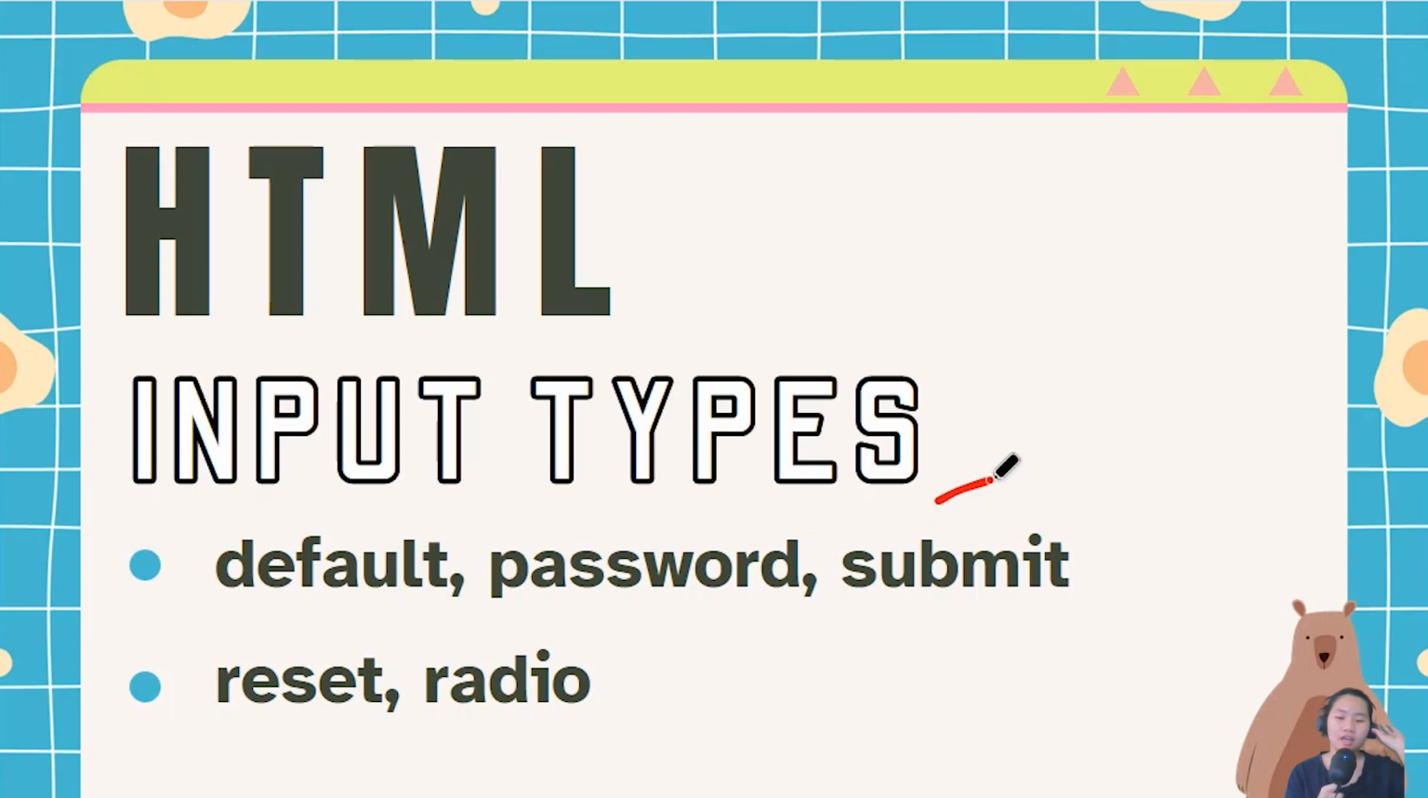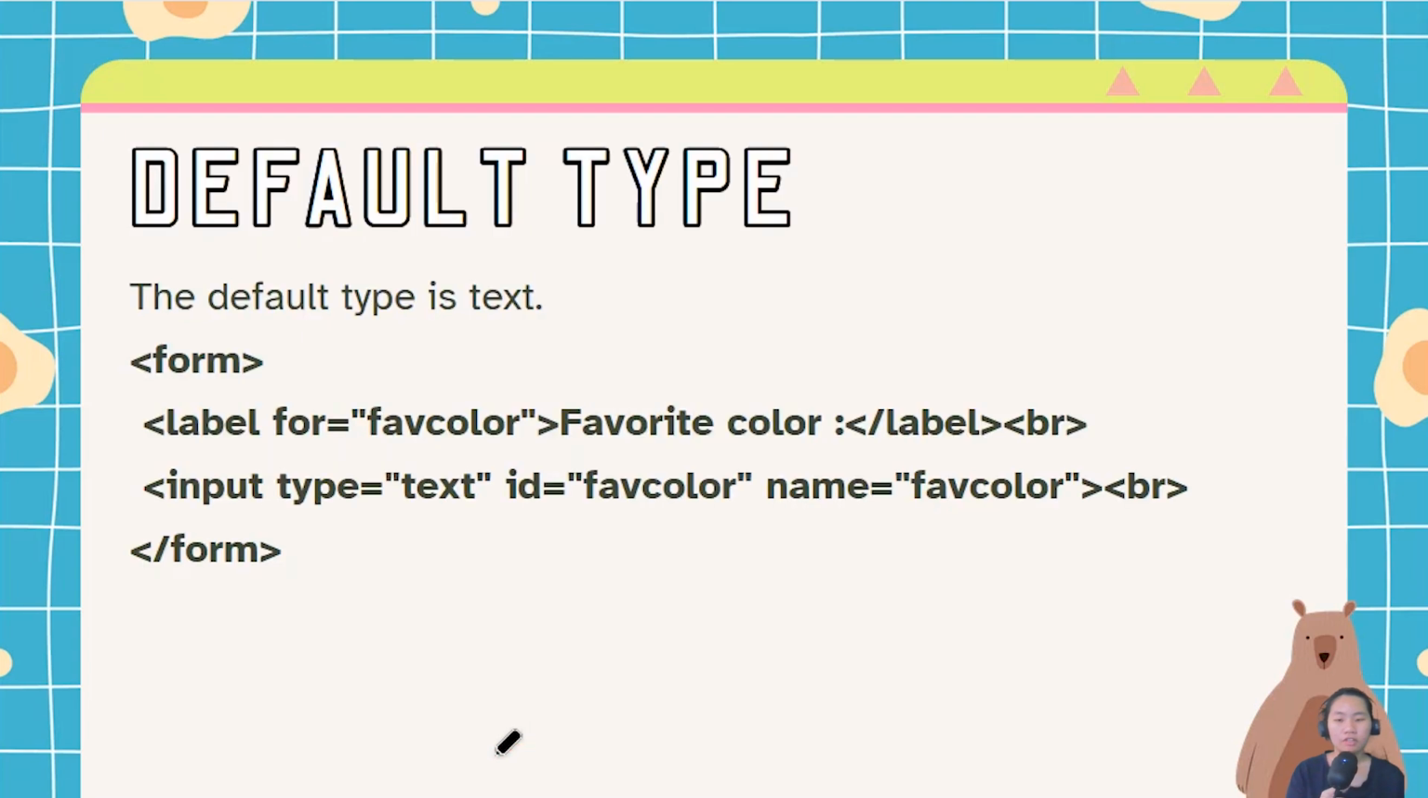This is an in-depth dive into input types, specifically the default input, password, submit, reset, and then radio. Now you've learned the radio and the submit previously, but we're going to review them today and learn some new stuff in this lesson, okay? So first off, let's take a look at the default type.